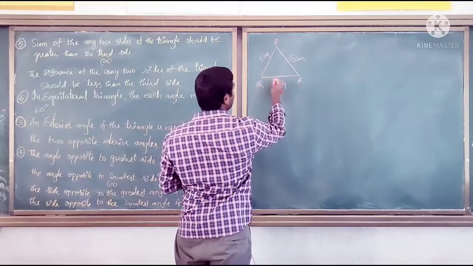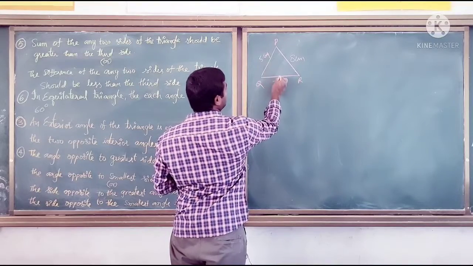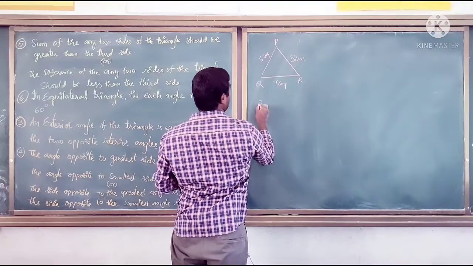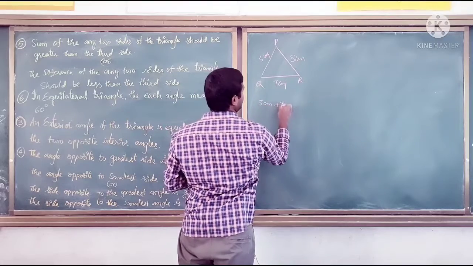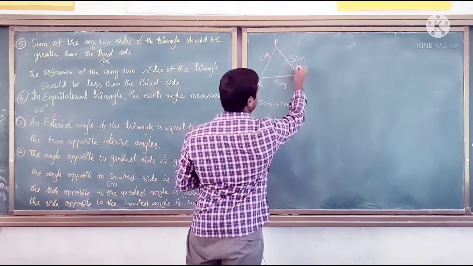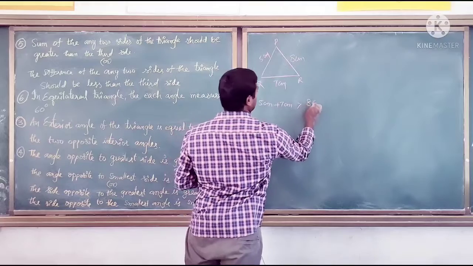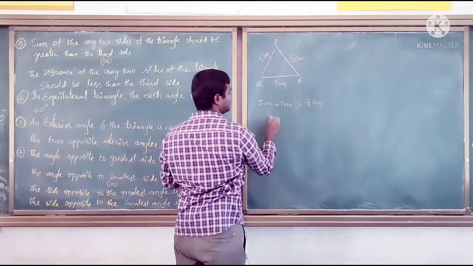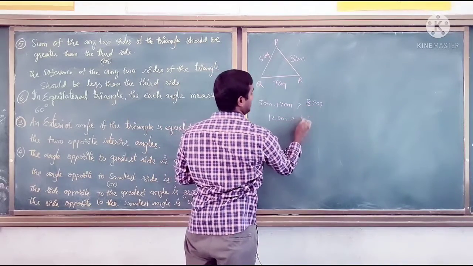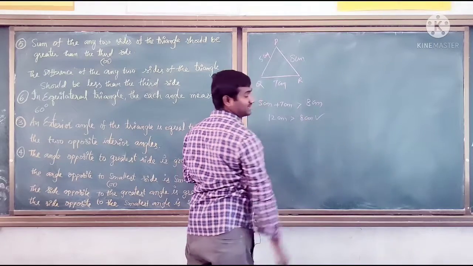So PQ and the sum of these two sides must be greater than third side. So 5 centimeter plus 7 centimeter is greater than, what is the another side? 8 centimeter. Yes or no? It is satisfied or not? 12 centimeter is greater than 8 centimeter. Yes, the first case is satisfied.